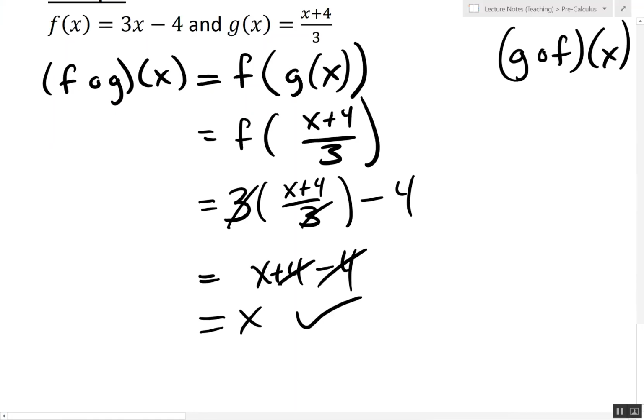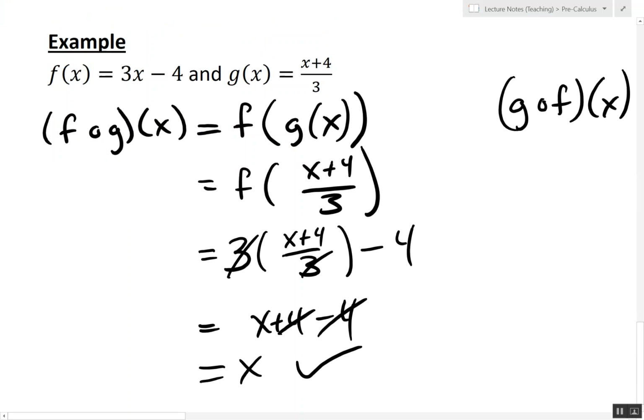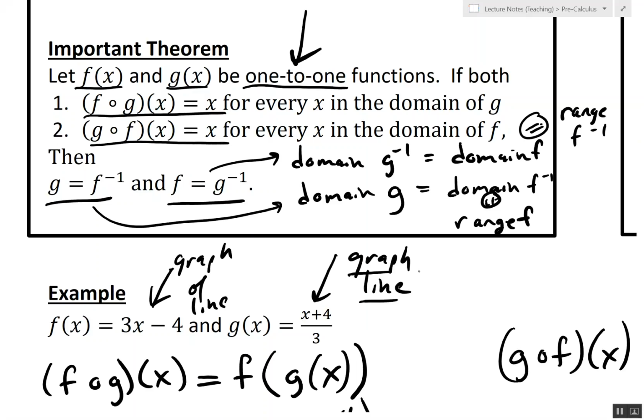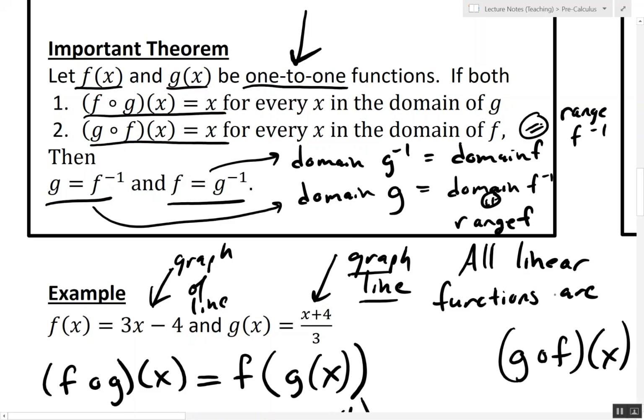But there is one little thing I didn't check, which is always in the back of your head when you're doing these problems, is that we never check the fact that these are both one-to-one. But this is a graph of a line. We have a linear function, and all linear functions are one-to-one. So there was nothing to check here. So this condition was automatically fulfilled by this example. I didn't check it because I know linear functions are one-to-one.